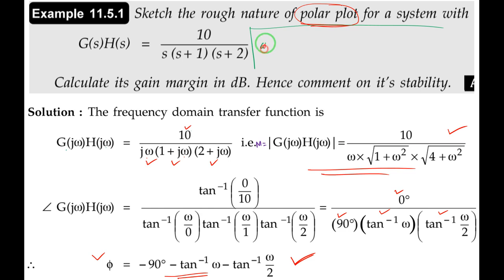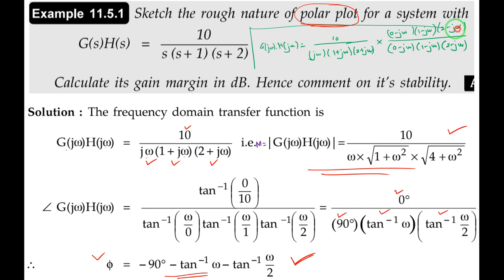I'll write it here. G of j omega into H of j omega is equal to 10 divided by j omega into 1 plus j omega into 2 plus j omega. So how to rationalize? Let us see. 0 plus j omega means I'll take 0 minus j omega. 1 plus j omega means 1 minus j omega. 2 plus j omega means 2 minus j omega. Take the same factors in the denominator so that mathematically it is not affected.